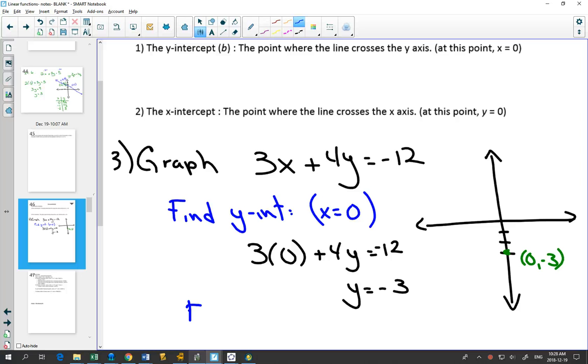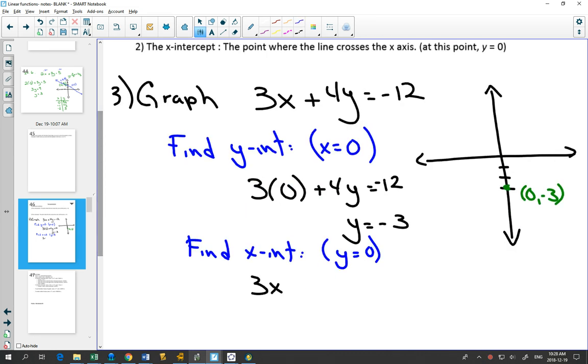Next, I find my x-intercept. What always happens with an x-intercept? The y value is equal to 0. And so I plug in 0 for y. I'd get 3x equals negative 12, divide both sides by negative 3, and I get an x-intercept of negative 4. Once you have both your x-intercept and y-intercept, you could draw your line.